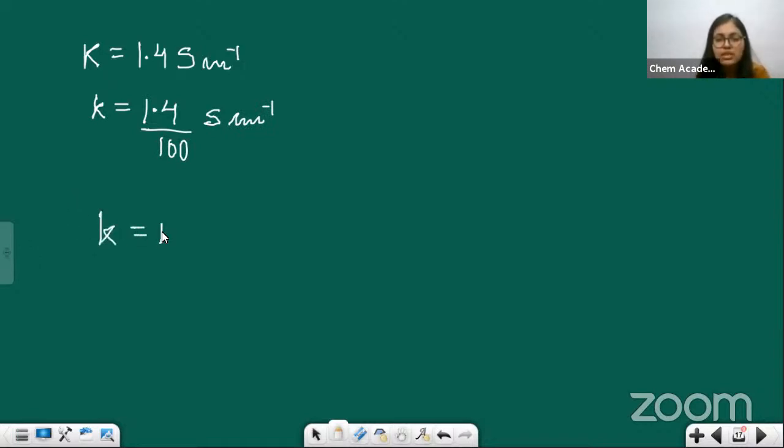K equals X upon R. We are going to substitute the value of K here, which is 1 upon 4 into 100, is equal to the cell constant, which we have to calculate from here. What was the value of R here? The first value of R was 50. Quickly solve it and tell me the value for X here.